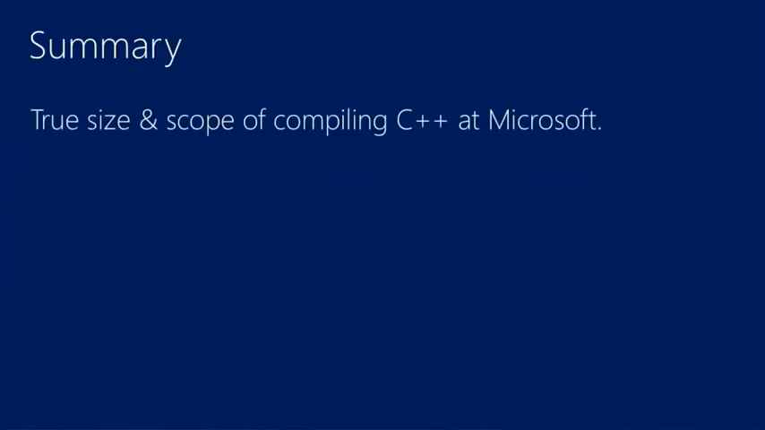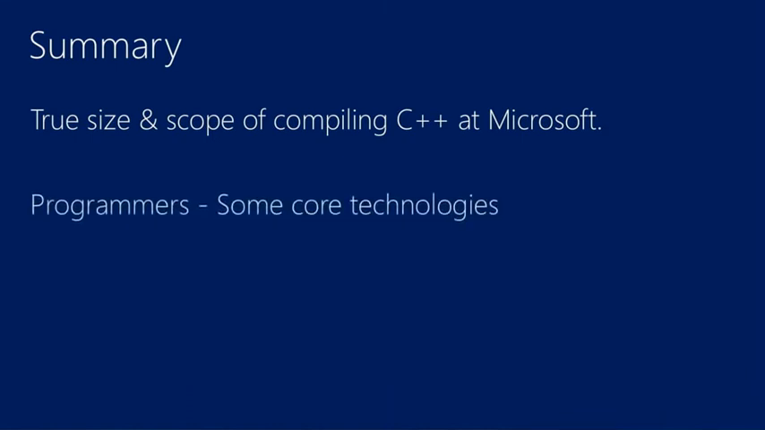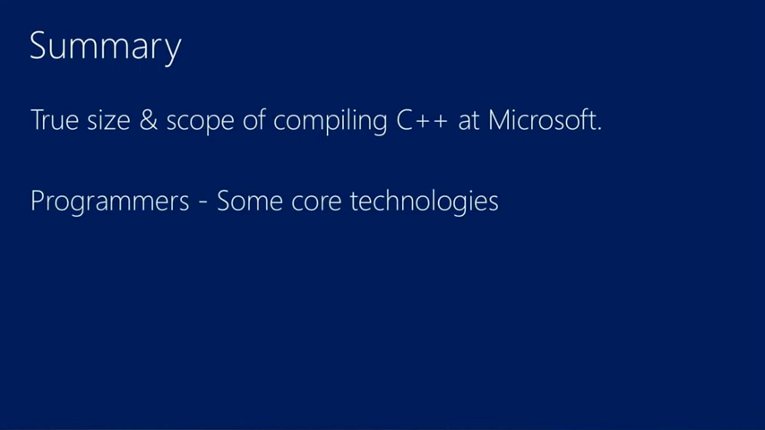So in summary, I hope that you've all seen the true size and scope of compiling C++ at Microsoft with all the different graphics that we had for building Windows. For programmers, I hope that you saw some of the core technologies that we work on and some of the issues that you might be able to avoid at the source level when you're writing code.